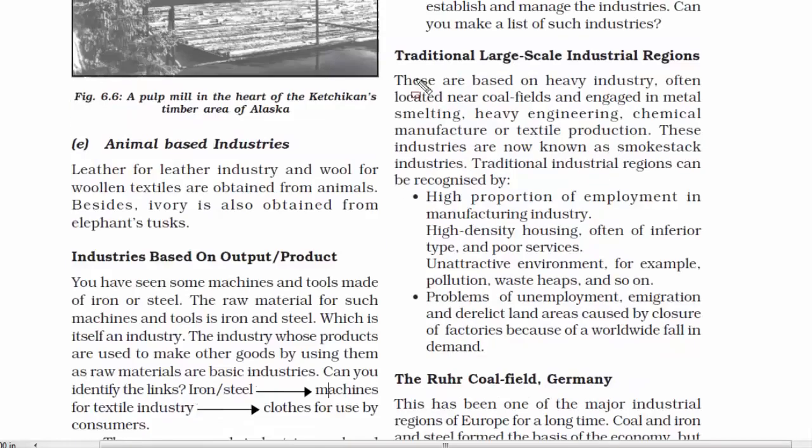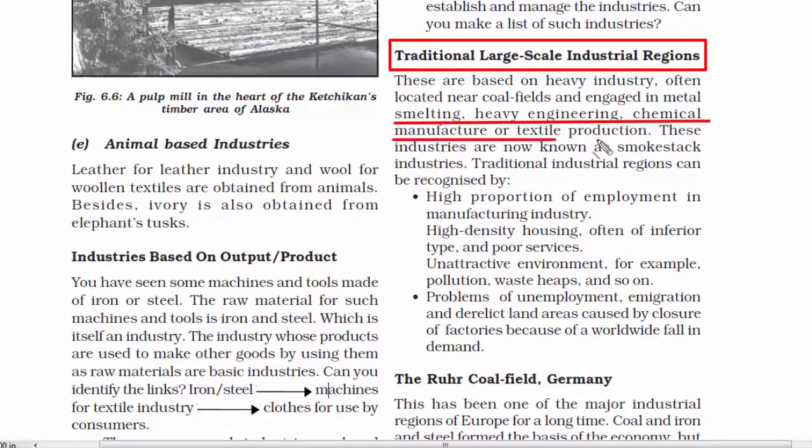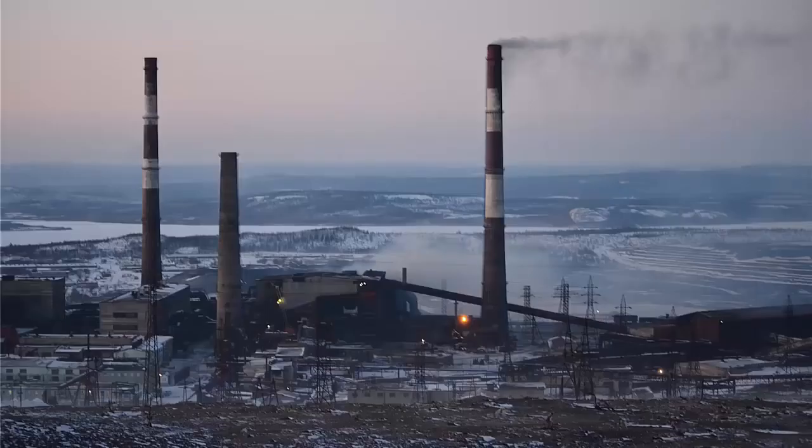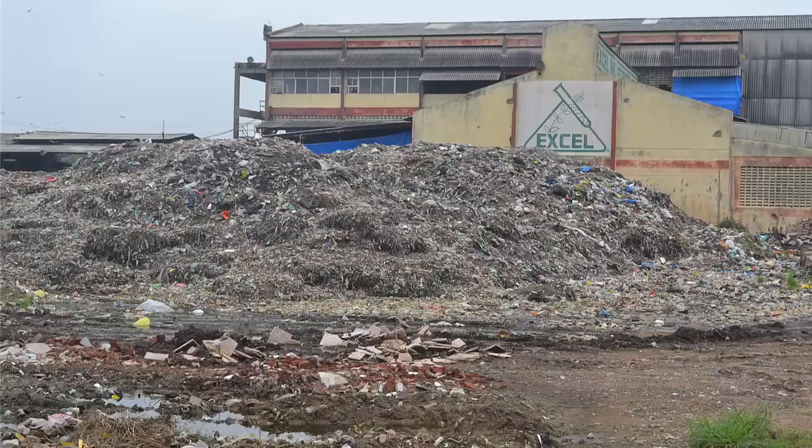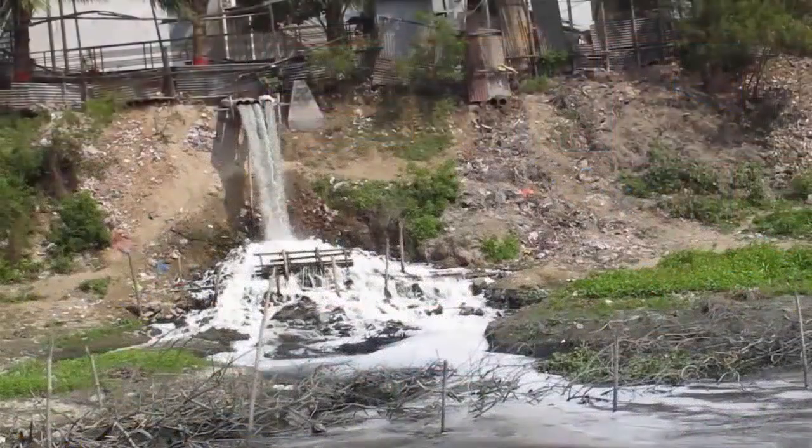Now we are going to read about traditional large-scale industrial regions. So when we say traditional industry, we are referring to metal, heavy engineering, chemical manufacture, and textile production industries. Basically industries with big chimneys through which smoke comes out. Now these traditional industries provide a large amount of employment. With that comes human settlement near the industrial area. The environment around these industries is unattractive because of pollution, smoke, waste dumps, etc.